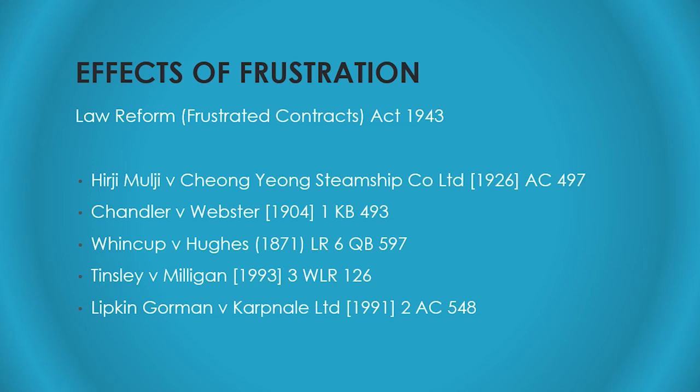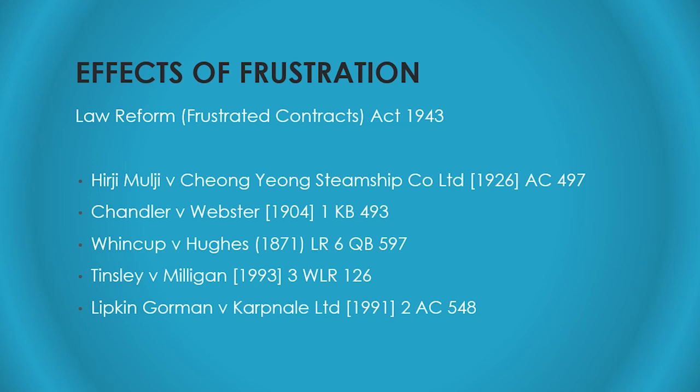Whincup v. Hughes, 1871, is authority for the proposition that the claimant may seek a restitutionary remedy by saying that the basis upon which he conferred the benefit has failed entirely, in this case because of the defendant's breach of contract. If any part of the contract is performed, or if the claimant has received any part of the consideration, the restitutionary claim is barred. See Tinsley v. Milligan from 1993 and Lipkin Gorman v. Karpnale from 1992.